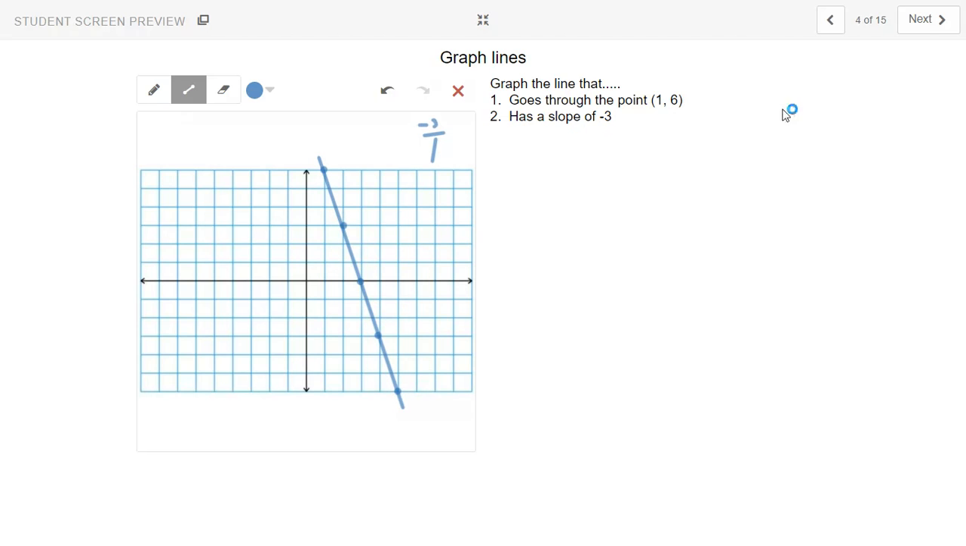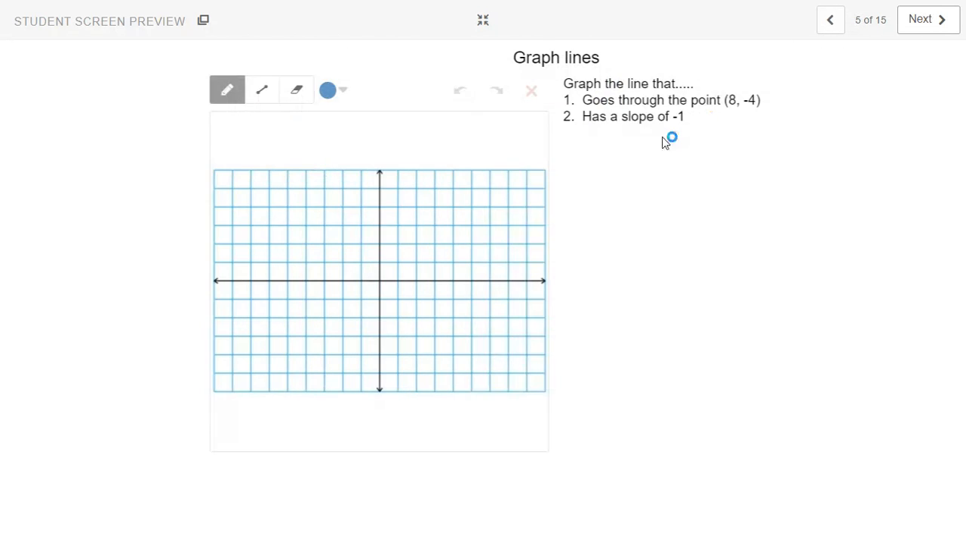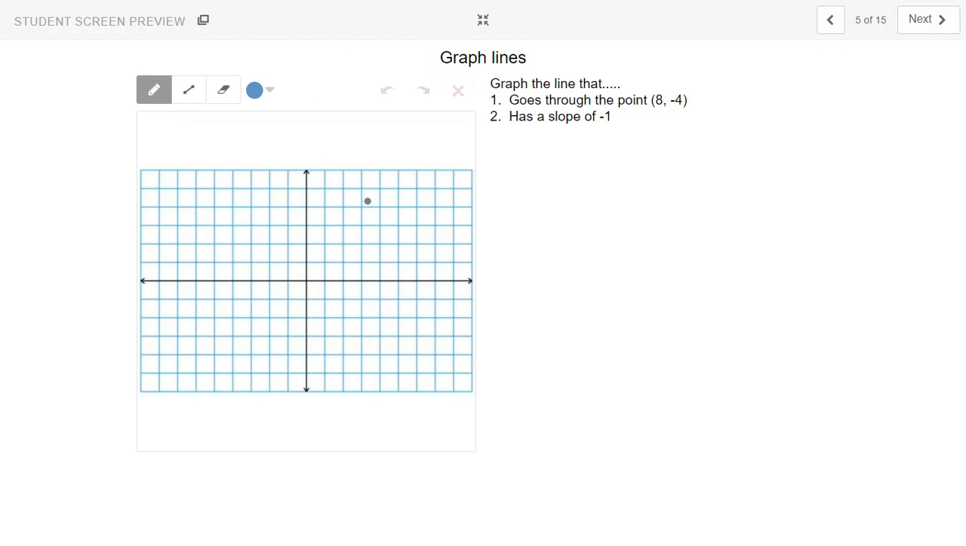All right, try to be as accurate as you can, but still moving quickly. Last one of this type. Go for it. All right, you're back. Let's see if you got it right. We have to go 8: 1, 2, 3, 4, 5, 6, 7, 8, and down 4.